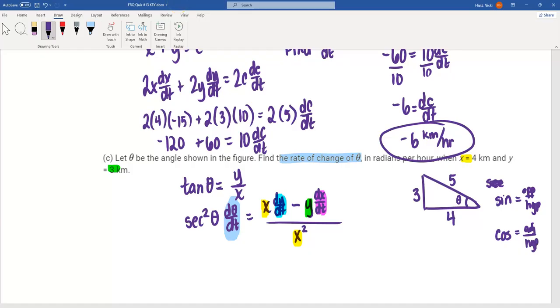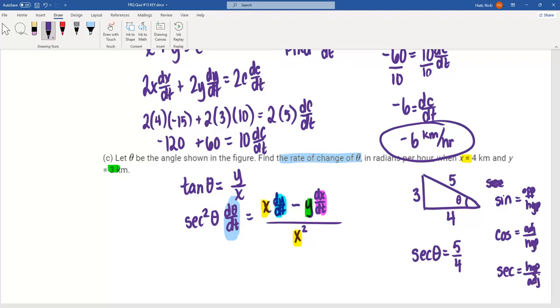Secant is 1 over cosine. Secant is hypotenuse over adjacent, because whenever you have 1 over cosine, it just flips cosine. Dividing fractions, easy as pie, flip the second and multiply. So secant is hypotenuse over adjacent. So secant of theta here is the hypotenuse, which is 5, over the adjacent side, which is 4. The square does not go away.